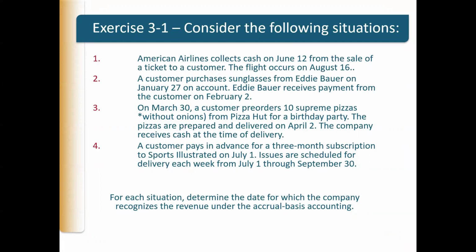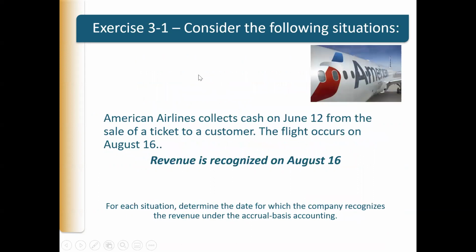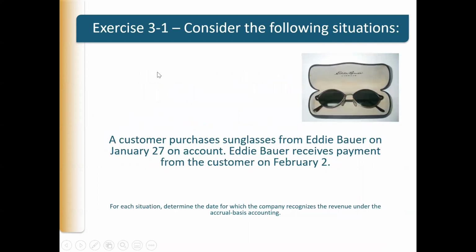So American Airlines collects cash on June 12th from the sale of a ticket, but the flight occurs August 16th. Determine the date for which the company recognizes the revenue. You said August 16th. You're right. Why, guys? That's when the service happened. Perfect.